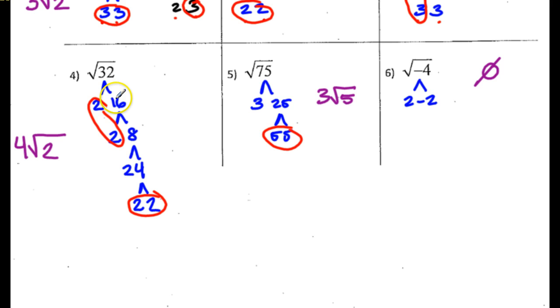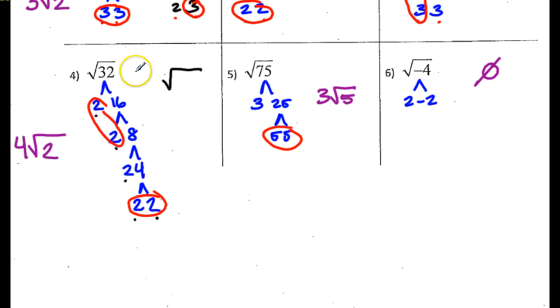32 is 2 times 16. 16 is 2 times 8. 8 is 2 times 4. And 4 is 2 times 2. So at the end, I had a 2, a 2, a 2, a 2, and a 2. I had a bunch of 2s. So remember, squares are pairs. I could make 1 pair, and I could make 2 pairs. So this is the first time we've seen that. So when I have 2 pairs come out, think about it like this.